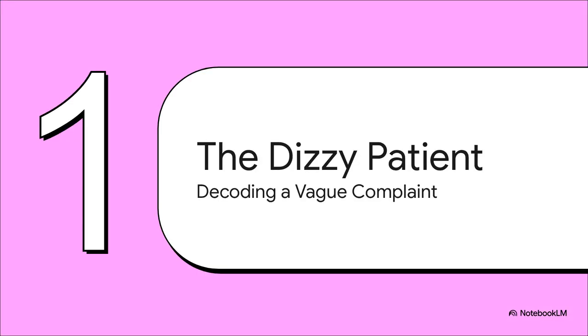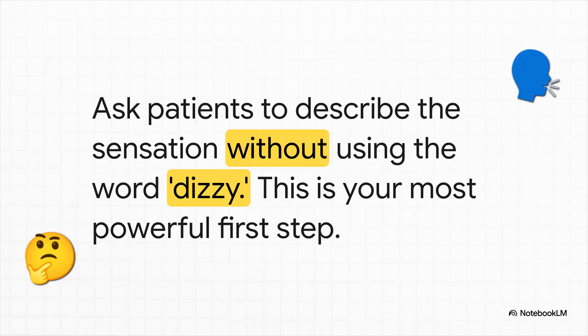Okay, first things first. We have to decode what dizzy even means. Because let's be real, dizziness isn't a diagnosis. It's just the start of the puzzle. So here's your very first move, and it's absolutely crucial. You have to ask the patient to describe what they're feeling without using the word dizzy. Just take it off the table. Ask them, tell me what it feels like. Does it feel like the room is spinning around you? Or do you feel like you're about to faint? Maybe you just feel unsteady on your feet. Seriously, this one question is probably the most powerful diagnostic tool you have right at the beginning.